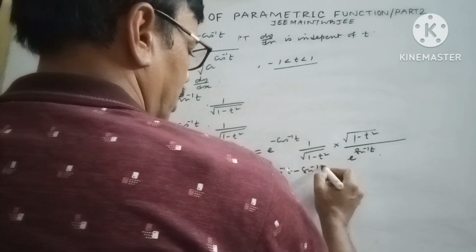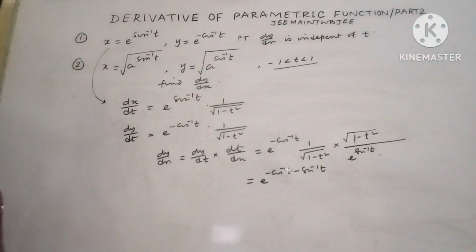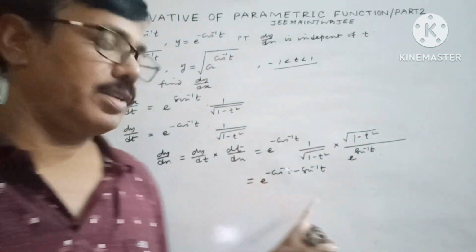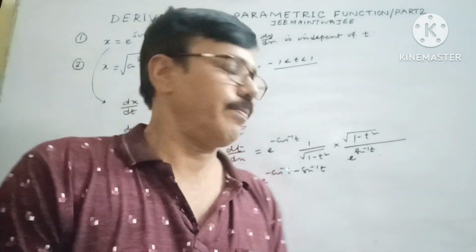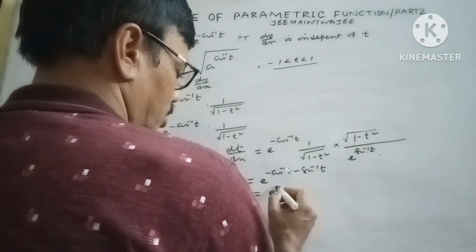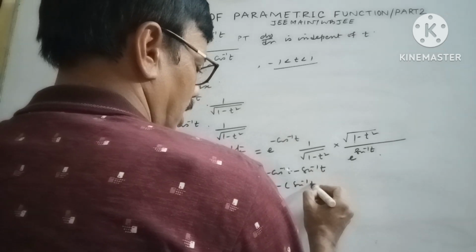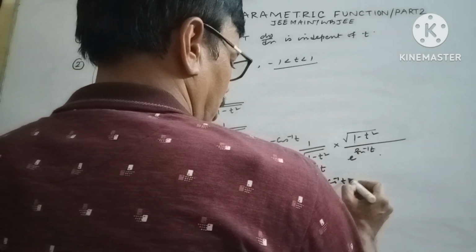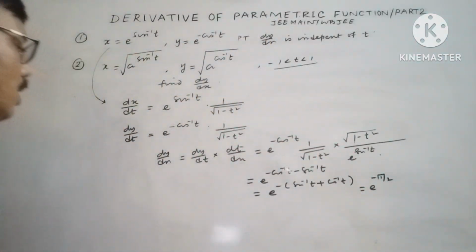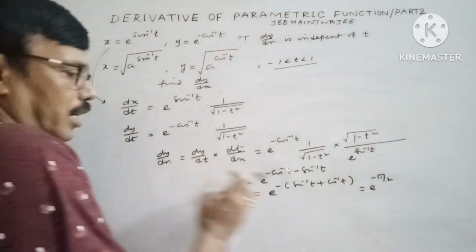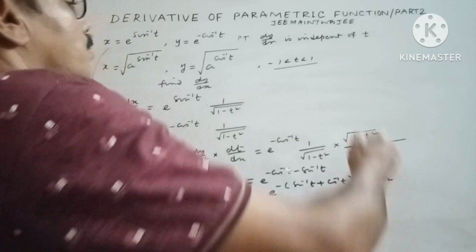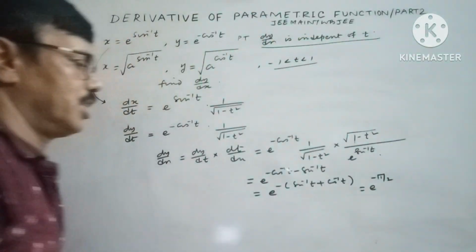So by rule of indices it is this. But there is a very important result of inverse circular functions: sin inverse t plus cos inverse t equals pi by 2. So you can simplify it. So e to the power minus pi by 2. So the final result is dy by dx equals e to the power minus pi by 2, which is independent of t.